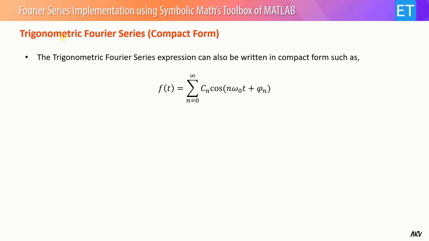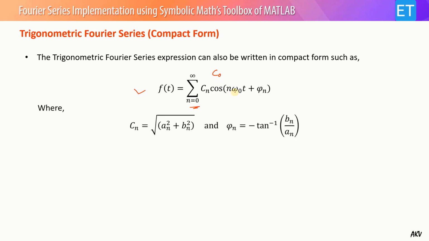So this previous equation can be simplified and rewritten like this: f(t) equals sigma n equal to 0 to infinity Cn cos(n omega naught t plus phi n). This sigma is starting from n equal to 0, which means the average value is also included here. That is obviously the C0 for n equal to 0.